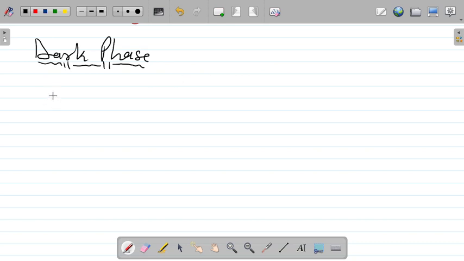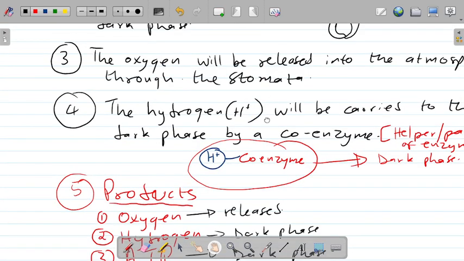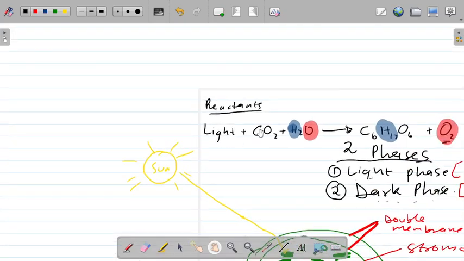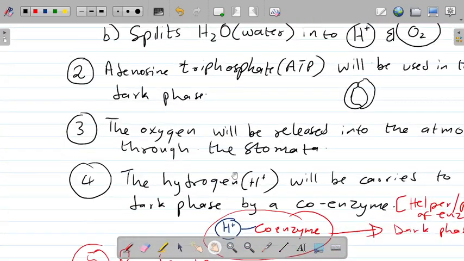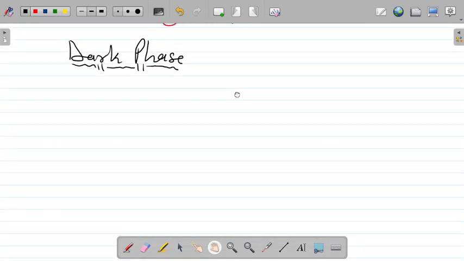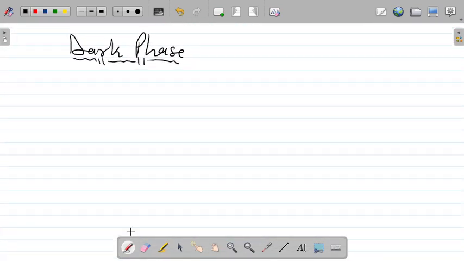Right. In the dark phase, what happens? What haven't we used so far? What haven't we used in our reactants? Look, carbon dioxide. Now we get to see what is the fate of the carbon dioxide during the dark phase.